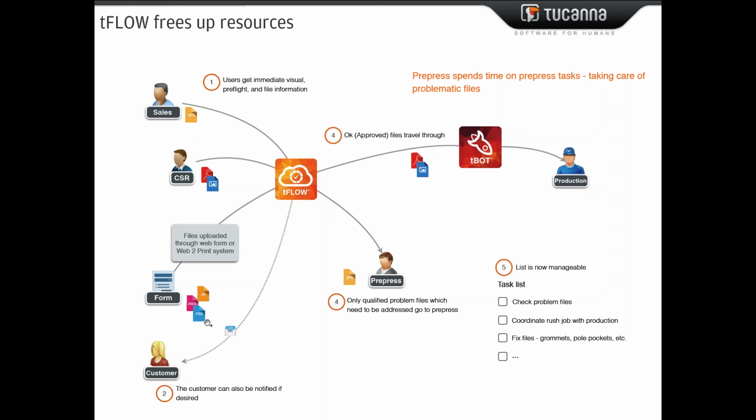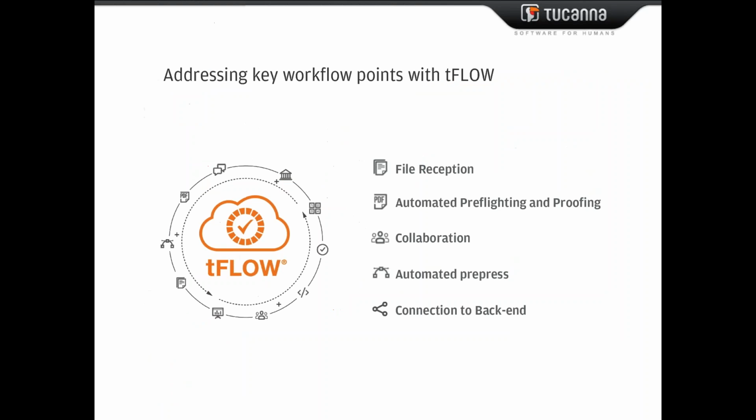So this is how it's addressing the front end. And then on the back end, which we'll see a little bit later in the presentation, when tFLOW sends to your different production systems, it can send the file to the systems, but also generate the necessary XML or JDF that those systems need to do automated processing.